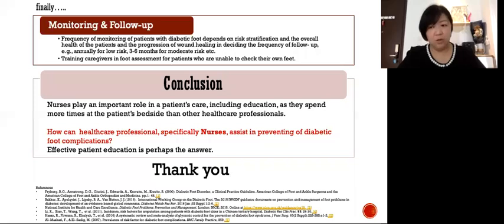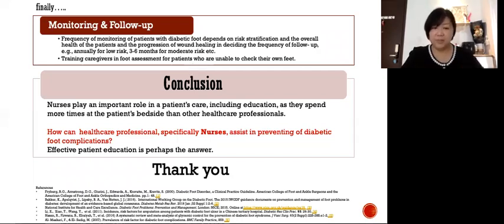Finally, we shall not forget to continue to monitor and follow up the patient's foot condition. The frequency of monitoring of patients with diabetic foot depends on risk stratification. For low risk, we can follow up at least 1 time per year, or every 3 to 6 months for moderate risk. And training the caregiver is also very important because not all patients know how to take care of themselves.